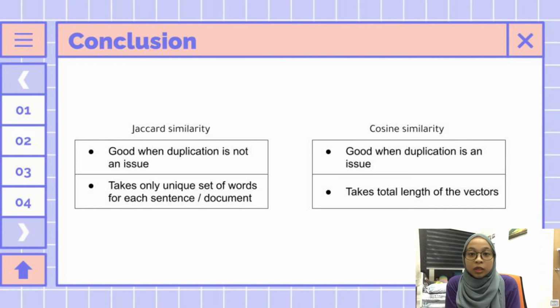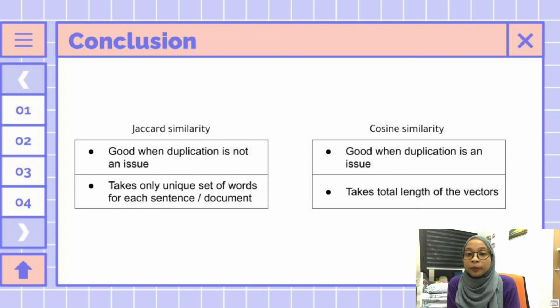From this assignment, we can conclude that Jaccard similarity is good to use when the application is not an issue, while cosine similarity is good to use when the application is an issue. The reason is Jaccard similarity takes only the unique set of words for each sentence or document, while cosine similarity takes the total length of the vectors.